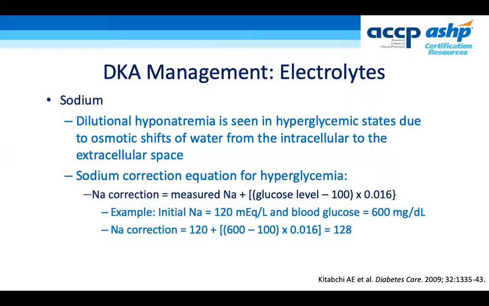So there is an equation to correct for this sodium pseudohyponatremia, if you will. Your sodium correction is your measured sodium plus your glucose level minus 100 times 0.016. As you can see, in a patient who has a sodium of about 120 and a blood glucose of 600, when you correct their sodium because of their glucose level, it actually comes out to about 128. So while yes, it is still low, it is not really as critically low as it seems. So it's really less of a concern when we're giving fluids.